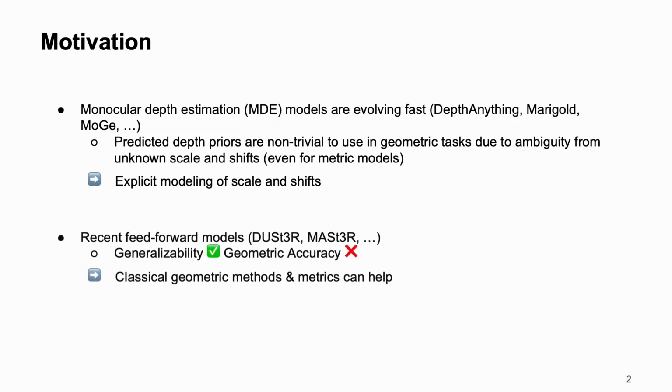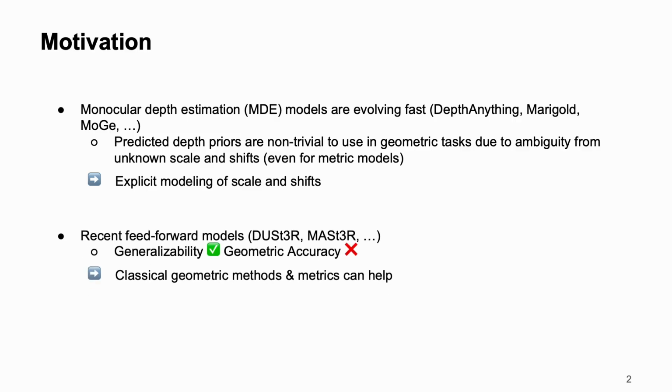On the other hand, recent 3D feedforward models like Duster or Master can also directly predict scene geometry. However, these deep learning models are great on generalizability, but lack the geometric accuracy of classic methods, where classic methods and metrics can help.